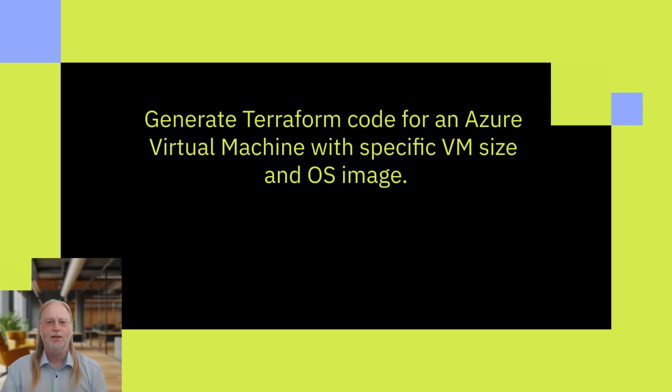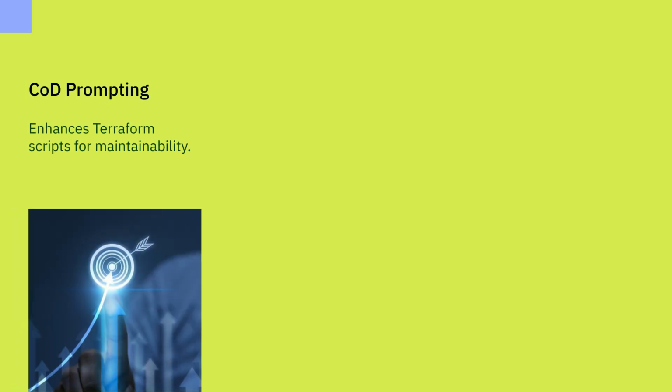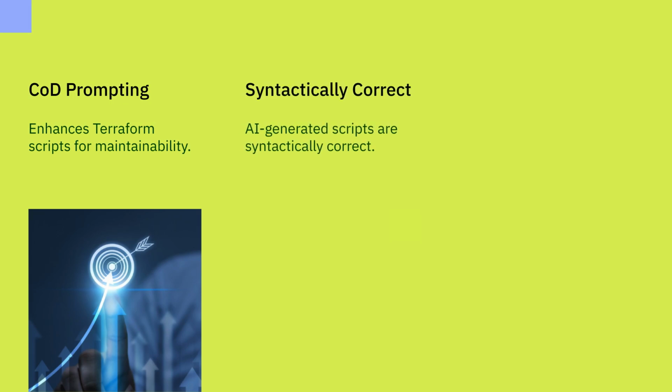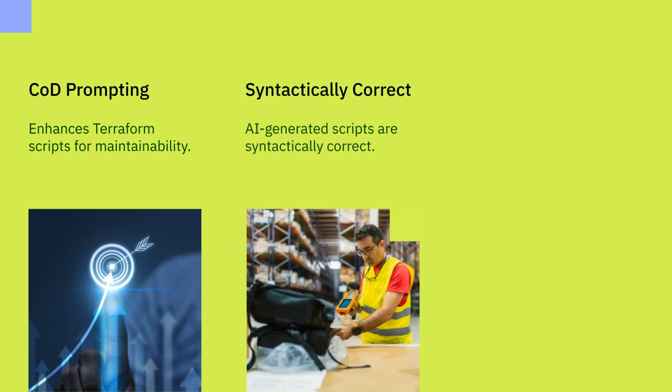To ensure best practices, you can take it a step further by prompting, "Ensure the code follows infrastructure as code best practices, including variable usage and modularization." Finally, for production-ready deployment, the request: "Provide an example with remote state management and security." This ensures that the AI-generated script aligns with enterprise-grade governance and maintainability. By applying CoD prompting, the AI-generated Terraform script will not only be syntactically correct, but also optimized for maintainability and security, saving engineers valuable time.